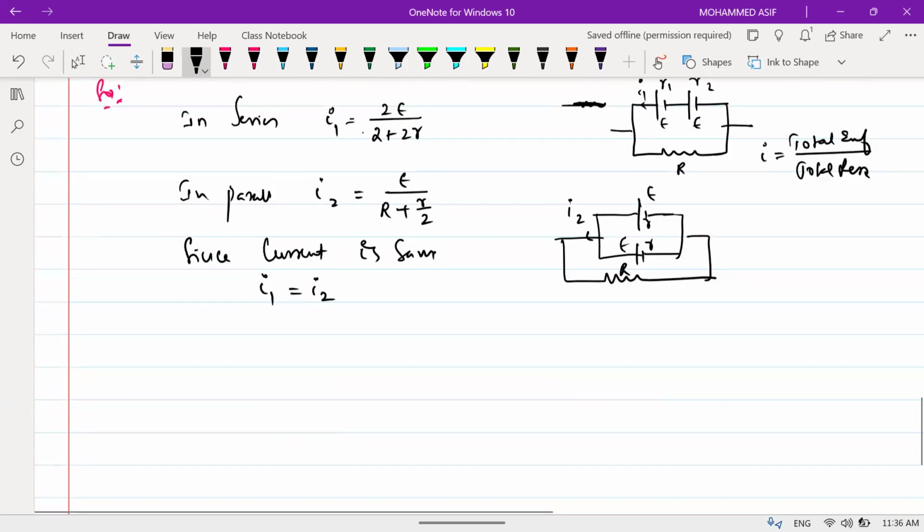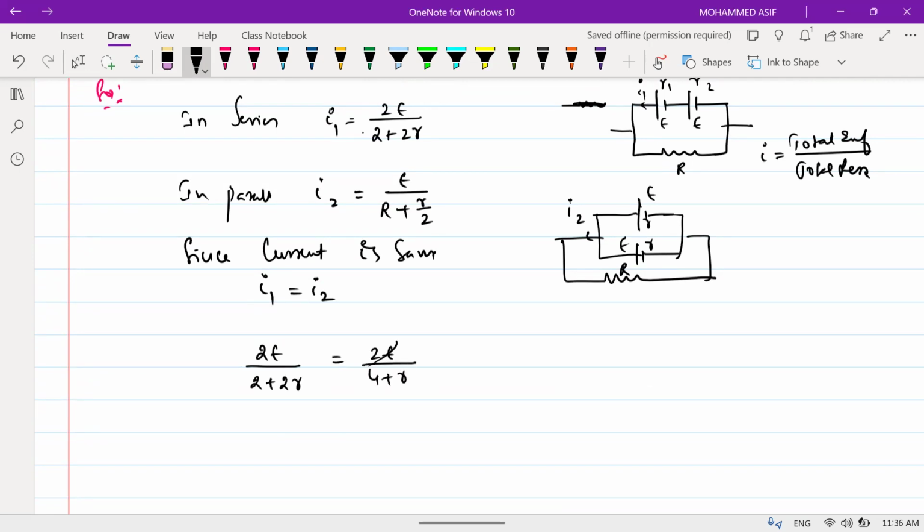Equate them: 2E divided by 2 plus 2R equals 2E divided by 4 plus R. 2E cancels, so 2 plus 2R equals 4 plus R. Taking all the R terms on one side, 2R minus R equals 4 minus 2, which is 2. So R equals 2 ohms. Got it?